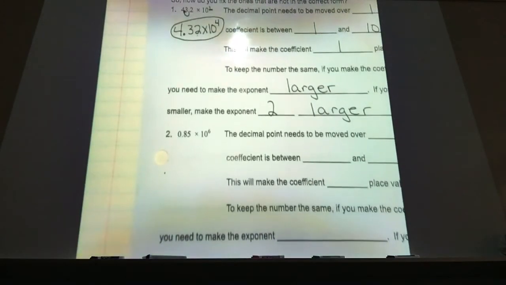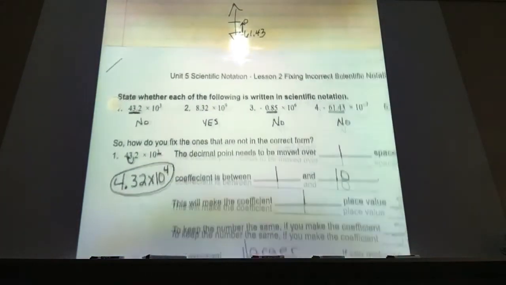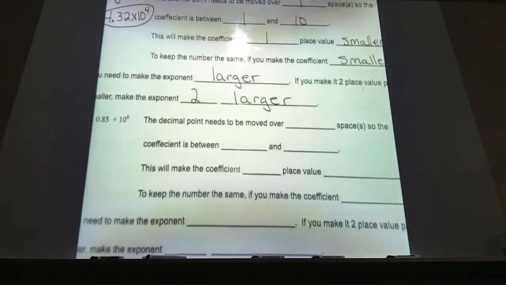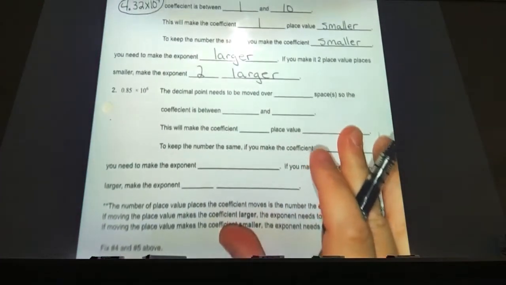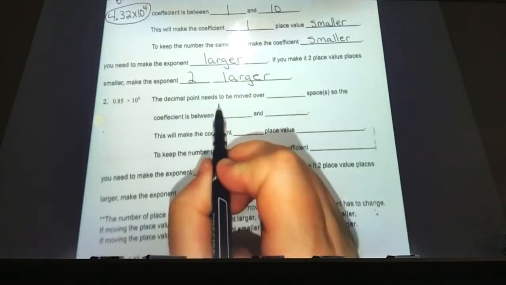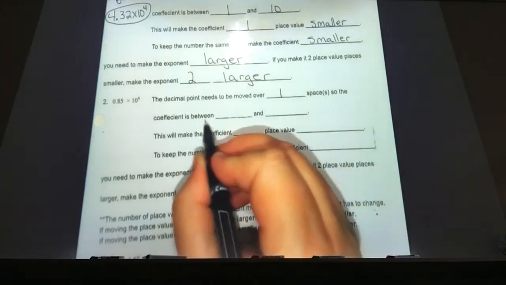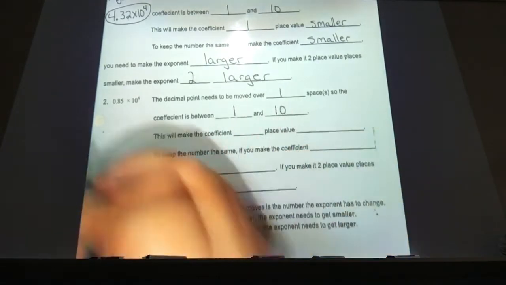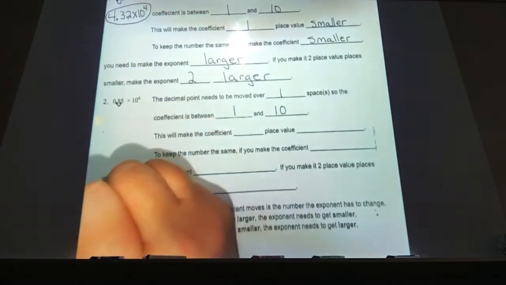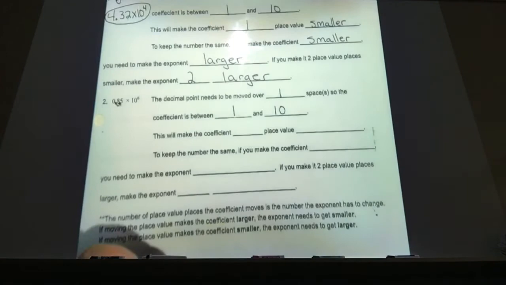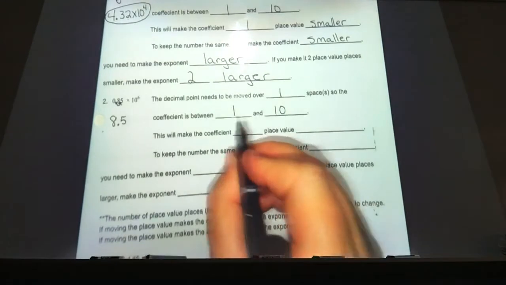Let's look at this one. This is similar to number 3, except I took the negative off, so we don't have to worry about that right now. So what are we going to do with this one? Well, here the decimal point needs to be moved over, again, one space so that the coefficient is between 1 and 10. We need to move this decimal point from here over to here. Okay, it needs to end up there, yes? We want it to end up looking like that because 8.5 is between 1 and 10.